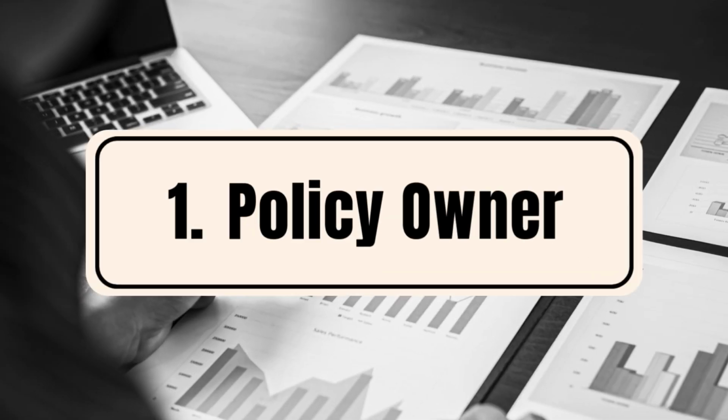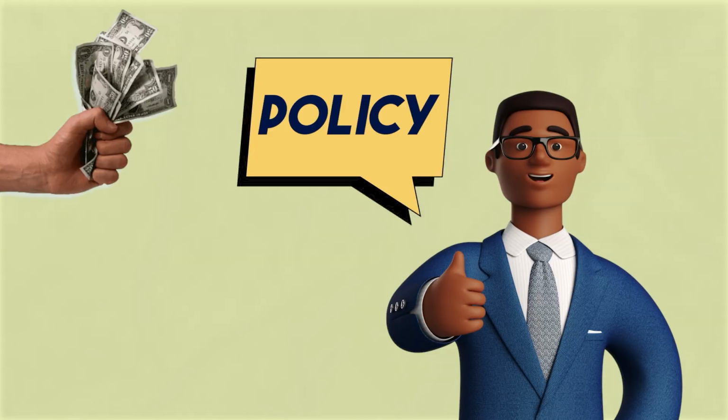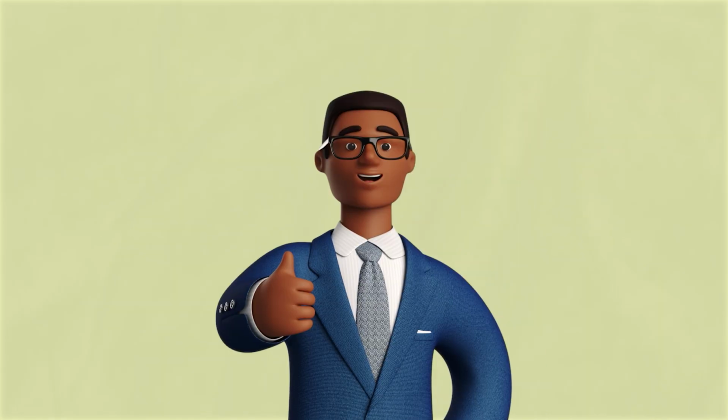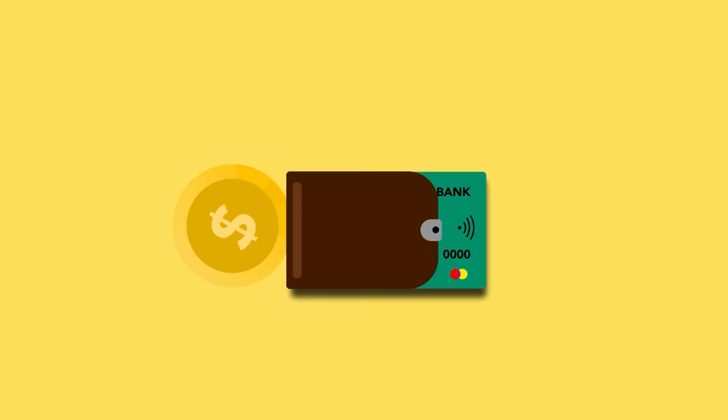1. Policy owner. The policy owner is the person who owns the policy and makes payments on the policy. This can be an individual or an entity: a company, church, charity, etc. The policy owner is very important because it determines who controls the policy, like adding or removing beneficiaries or accessing any cash value available in the policy.